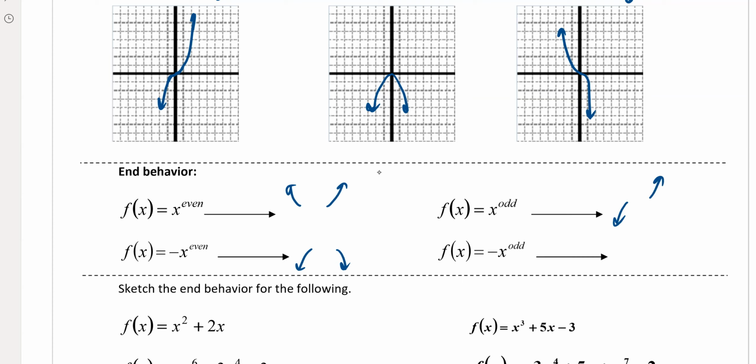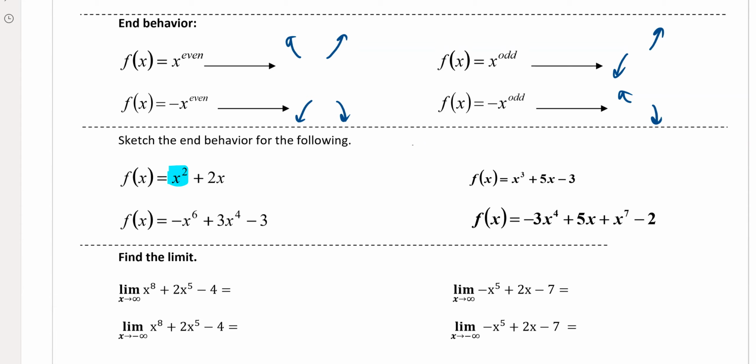So what would the end behavior be for this? We're just focusing on the leading term. The largest one will define the end behavior, because as you start getting larger and larger through these problems, the square is going to take off.